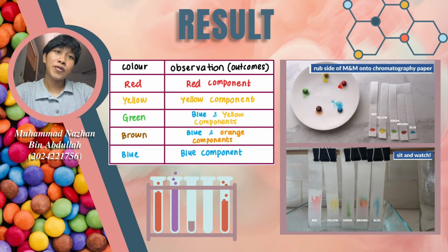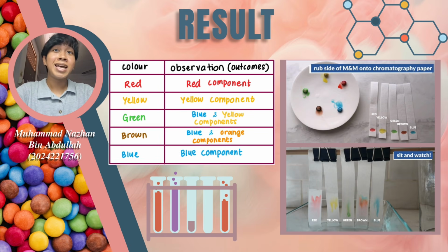So this is the example for a paper chromatography experiment on sugar-coated candy, which is M&M candy. As you can see here, each M&M candy color produces a different pattern on the chromatography paper. This shows that some colors are made from a single food dye while others are made by mixing two or more dyes. First off, we look at the red M&M. We observe only one red or pink spot there, which indicates that the red candy mainly contains one food dye. No further separation occurred, just like the yellow and the blue ones.